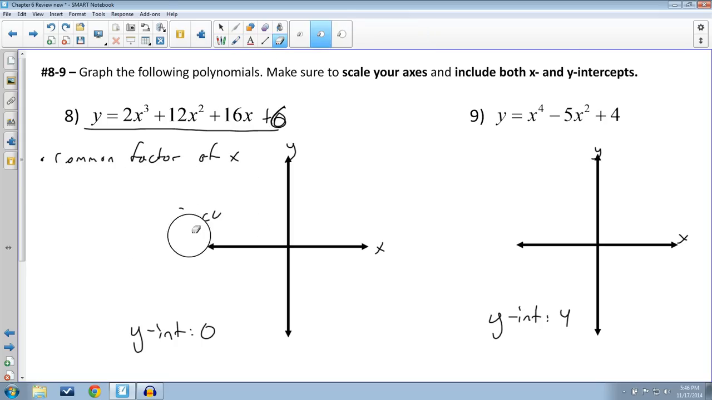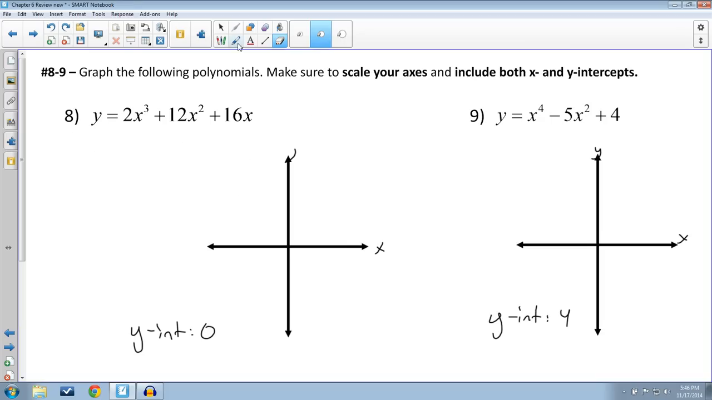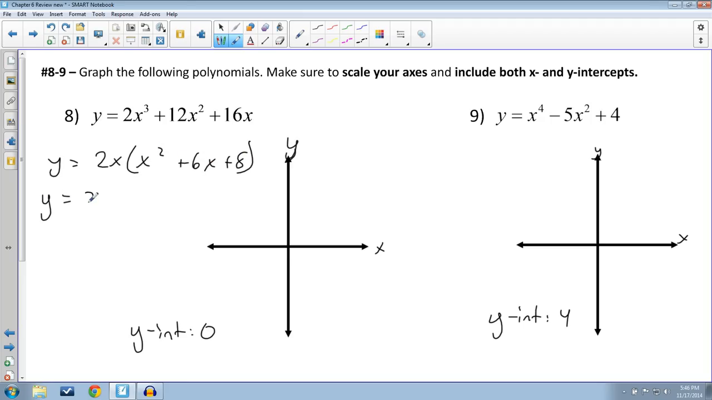This one's a common factor version. X is a common factor. Let's go ahead and get her done. Let's divide by 2x, or divide 2x out. You have x squared plus 6x plus 8. So, quadratic here, the 2 numbers that multiply to 8 and add to 6 are positive 4 and positive 2.